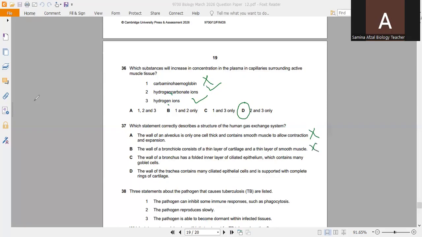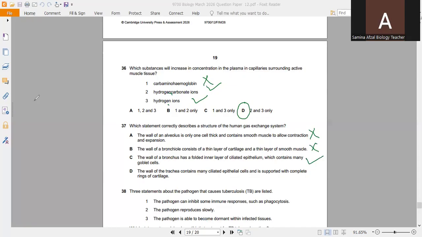So, not correct. The wall of a bronchiole has a folded inner layer of ciliated epithelium which contains many goblet cells. So, the bronchus is lined with a ciliated epithelium interspersed with goblet cells which secrete mucus to trap pathogens, and its inner layer is structurally folded. So C is the correct statement.